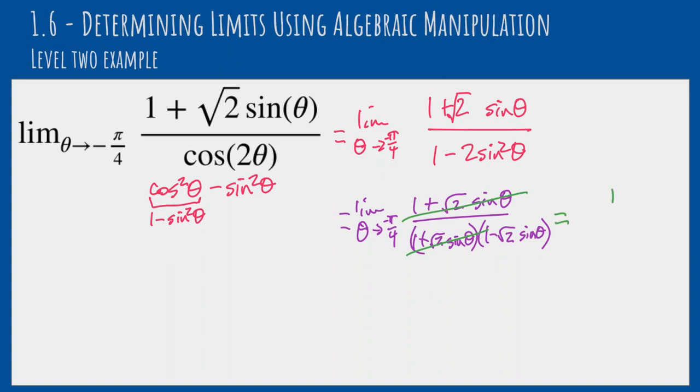On top we have 1. On the bottom we have 1 minus square root of 2 sine of theta. And instead of theta, we should put the negative pi over 4. Sine of negative pi over 4 is going to be negative 1 over square root of 2. So we get 1 plus 1 on the bottom, which is going to give us 1/2.